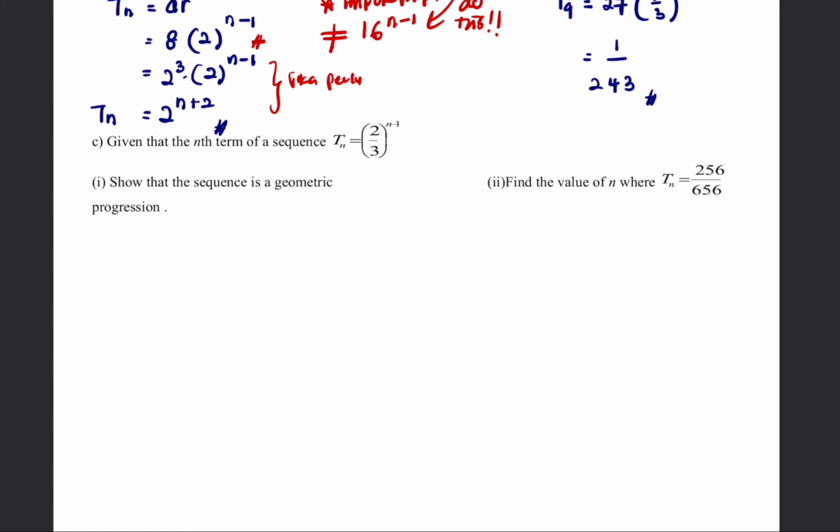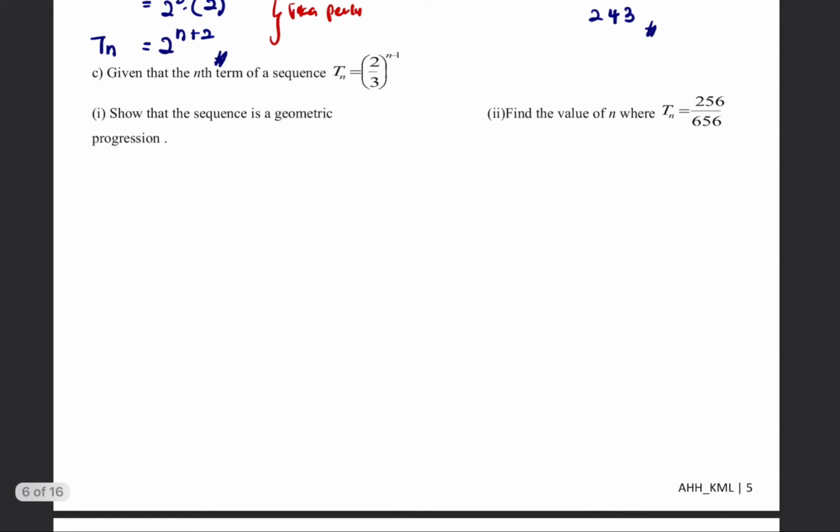equals to 2 over 3 n minus 1. Okay, dia bagi nth term dekat kita. The question asks to show that the sequence is a geometric progression. Okay, so show. So, apa yang kita tahu tentang geometric progression? The only thing that we know about geometric progression, macam mana kita tahu soalan tu ialah geometric progression? Kita tengok yang the next term tu bahagi dengan the previous term tu kan? Betul tak? Kita akan tengok dia adalah constant dekat setiap term macam ini.